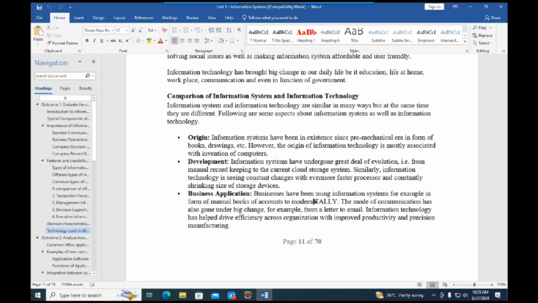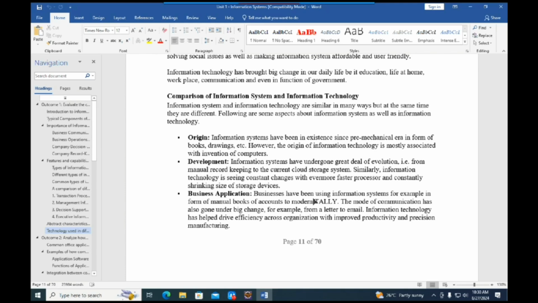So if we compare the two in terms of origin, information systems have been there since the pre-mechanical eras, but information technology came through with the invention of computers. If we compare them in terms of development, the information systems have really undergone a lot of development. We have moved from having manual records to now we have cloud storage systems. We are able to store information in the cloud. Information technology also has undergone some changes, since it's centrally based on the invention of computers.